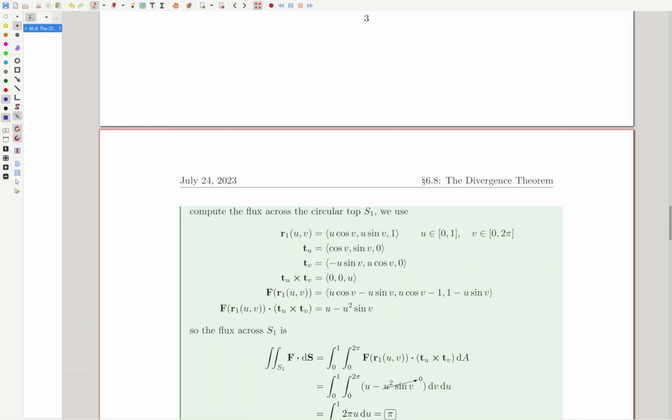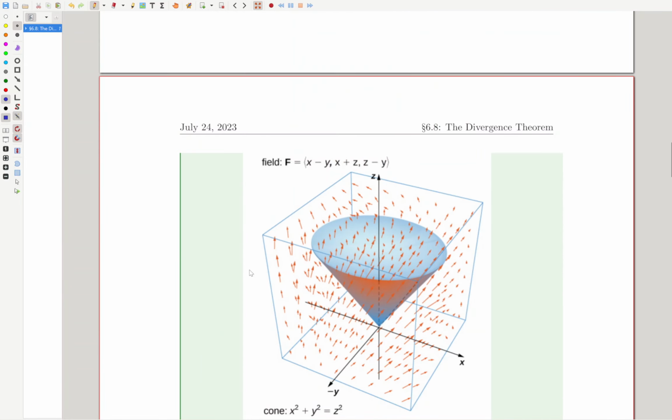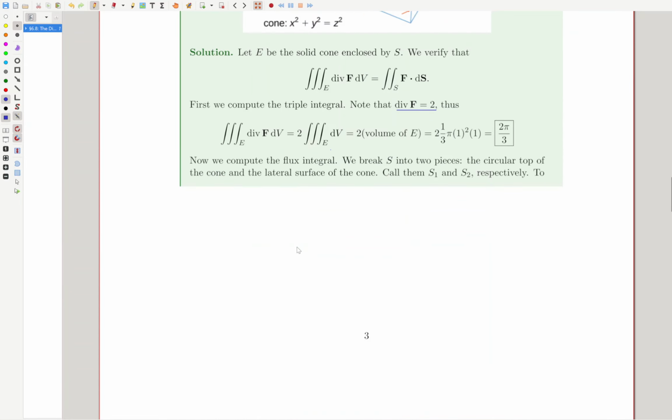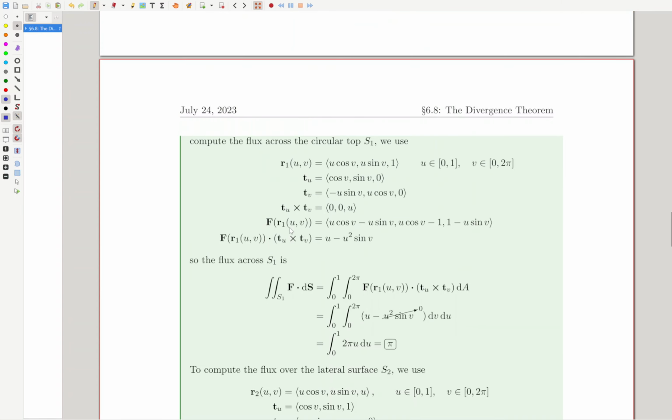So f was something slightly complicated. It was like x minus y and x plus z and z minus y. So you can check that by inserting this parameterization into the vector field f, you do get this guy right here. And then lastly, we want to take the dot product of these two, and thankfully this normal vector is going to select only this last function. So we end up getting this.